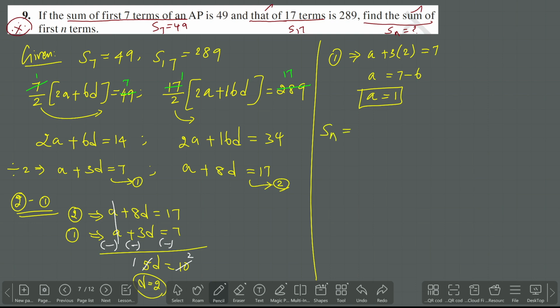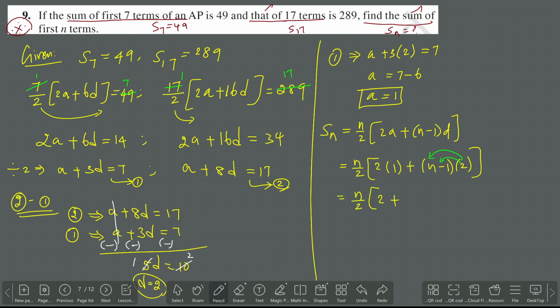Right. What is Sn? We have the a value and d value, but where are you going to substitute them? Sn is not there, we have to find Sn. An is not there. Then no other way, Sn we have to find in terms of n. So Sn equals n by 2 times 2a plus n minus 1 into d. Now, n I don't know, a value 1, n minus 1 into d value 2. Take the 2 multiple inside. So when you multiply, 2 into n, 2 into minus 1. Here we have n by 2, 2 into 1, 2, plus 2 into n, 2n, 2 into minus 1, minus 2. So plus 2, minus 2, cancel. Then what I have: n by 2 into 2n.